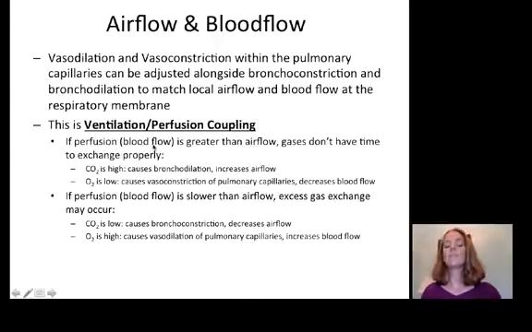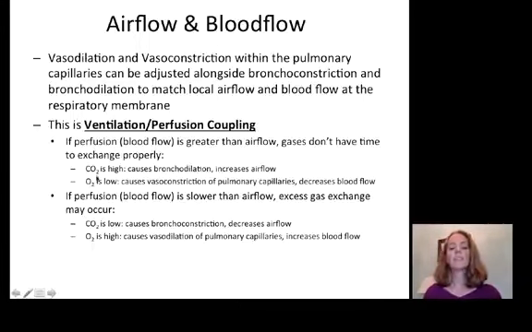If the blood is moving too fast, we need to dilate and increase the flow of the air so that the ventilation, or the amount of air coming in, matches the perfusion, or the amount of blood flowing. That ensures that the gases have the appropriate time to exchange.